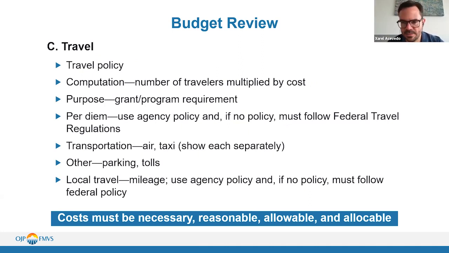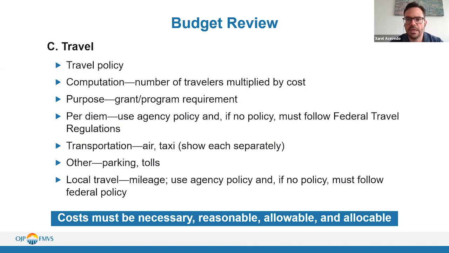All right. So the next category that we have is travel. You should have a travel policy within your organization, but if you don't, you can always use the federal policy. Remember that if you choose the federal policy, you can't change. You can't be going back and forth. You have to stick to it.